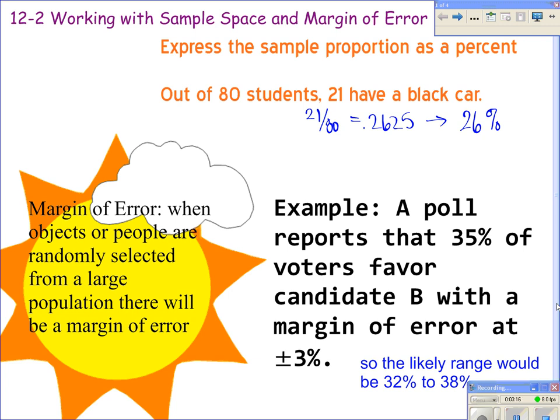Question. If you get a margin of error of like 3.164, do you round up to the whole number, or? Margin of error, they usually round to the nearest tenth. At least we're going to for our purposes. So this is the example I want you to write down.